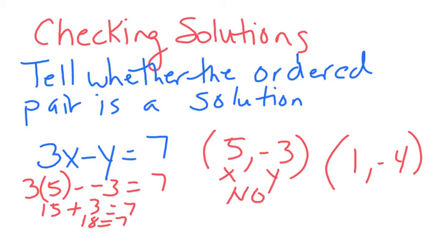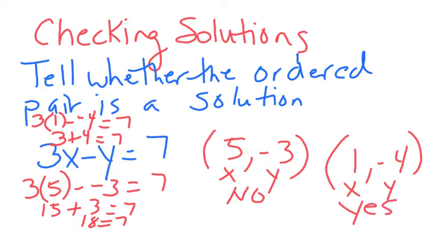Put the other one in, we would say 3 times 1 minus -4, because remember, this is x, this is y, equals 7. Then we would get 3 minus a negative is plus. 3 plus 4 is 7. Of course it is. 7 is 7. So the second one is yes, it is a solution.